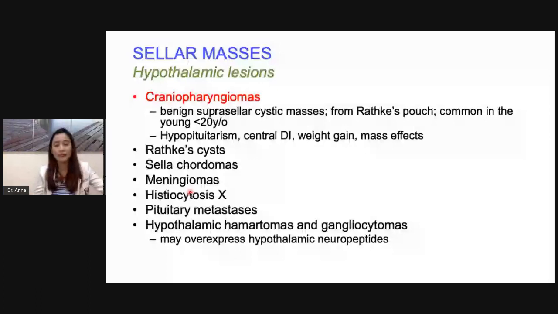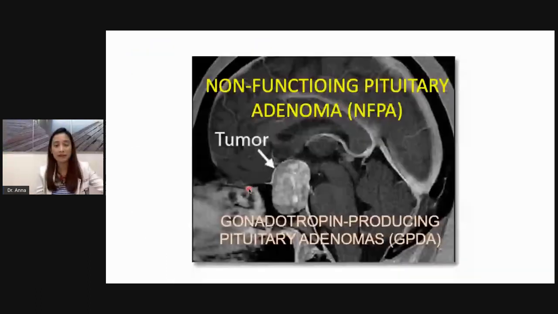Okay. Next, we go to a non-functioning pituitary adenoma. So, for example, during the workup, the mass is just a mass. There's no excess hormone production, none of the hormones are elevated, and there are no symptoms or signs of hormone excess. So it's just a non-functioning pituitary adenoma, but actually they're gonadotropin producing pituitary adenomas. But the gonadotropin production is not enough to cause any clinically significant symptoms. They can grow as big as this one.